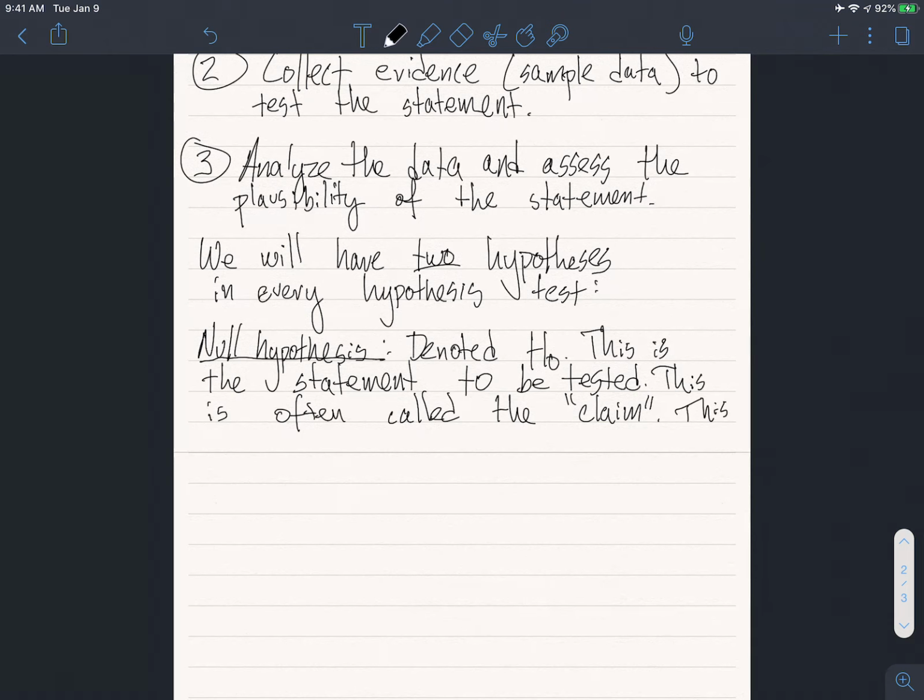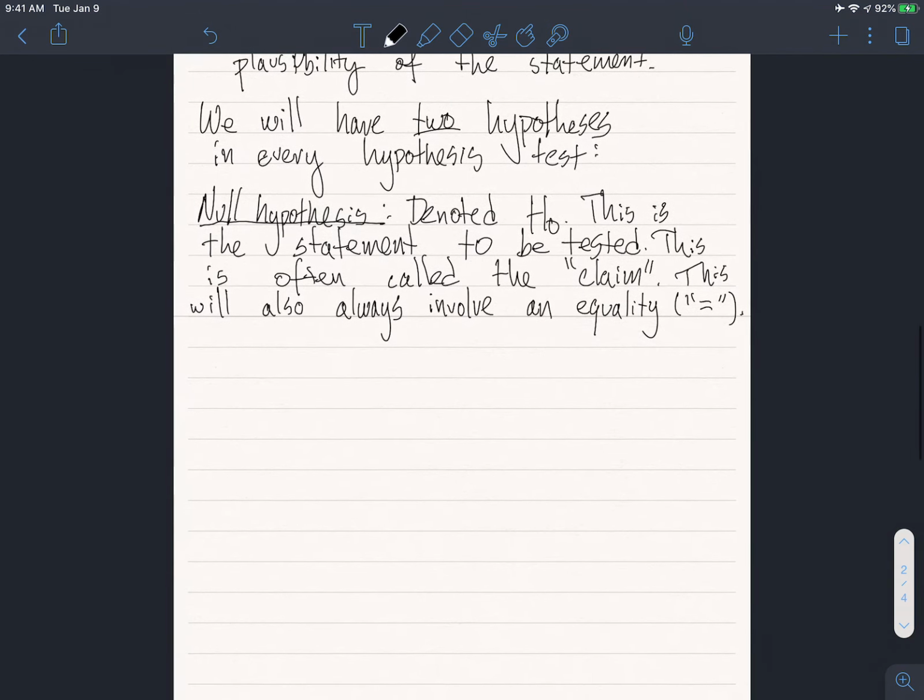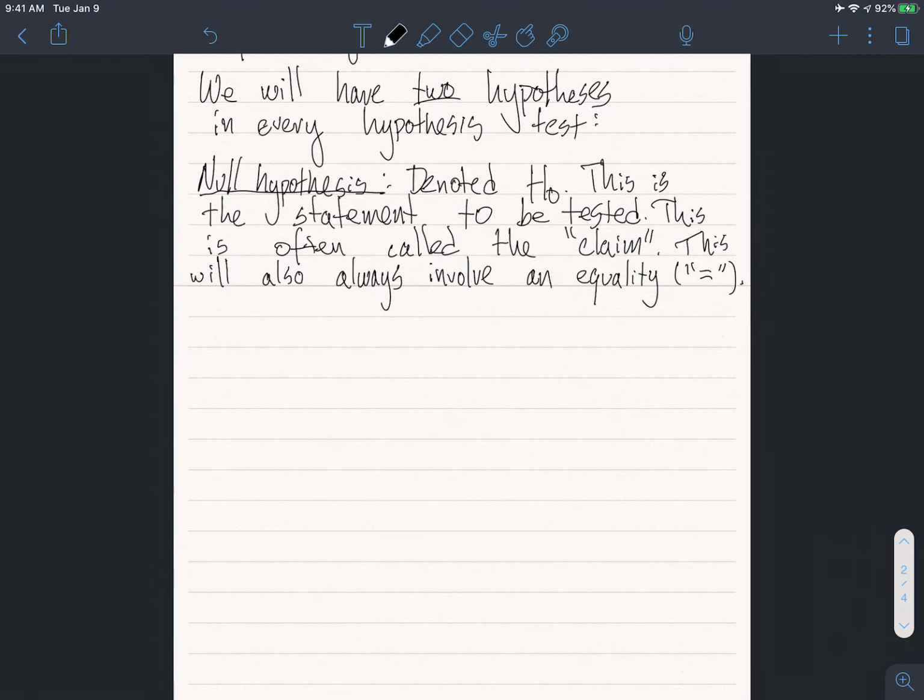This will also always, for all our purposes, always involve an equality. And in math, an equality just means that it involves an equal sign. So we have two hypotheses in every hypothesis test. The first is the null, it's the claim. I claim that the proportion of people who are left-handed is 13%.